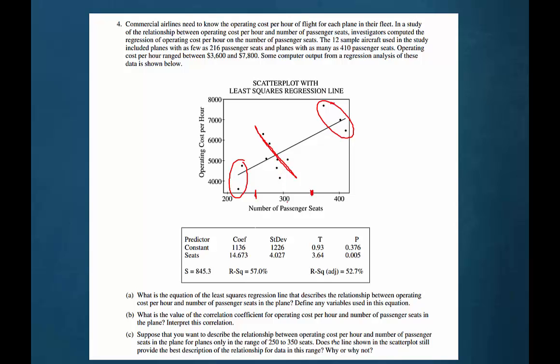So to answer this question, we would have to say something along those lines. Something like eliminating the data values outside of the range 250 to 350 would leave a scatter plot that would appear to have a steep downward trend. This would result in a regression line with a negative slope, or imply a negative correlation between the number of passenger seats and the operating cost per hour.